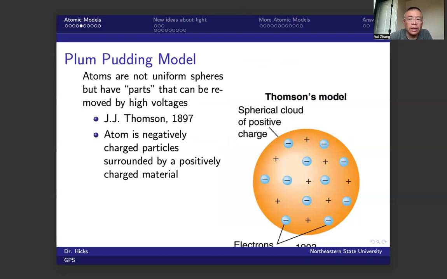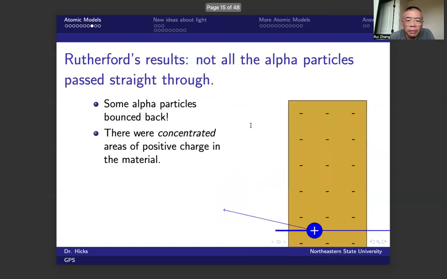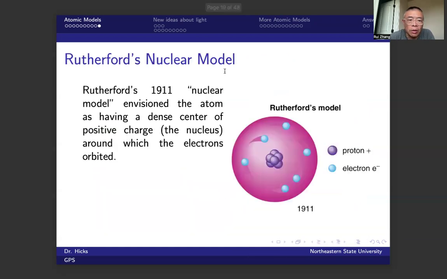Later on, the third step is from Rutherford. In 1911, Rutherford proposed a different model. I'll show you the model first. This is Rutherford's nuclear model. In the Rutherford model, the positive charges are called protons. They're not spread out in the whole atom; they're concentrated at the middle. Then you have electrons as point-like particles rotating around this center core, kind of like a solar system.